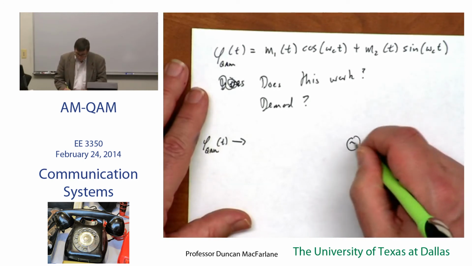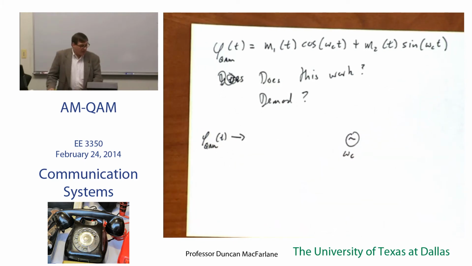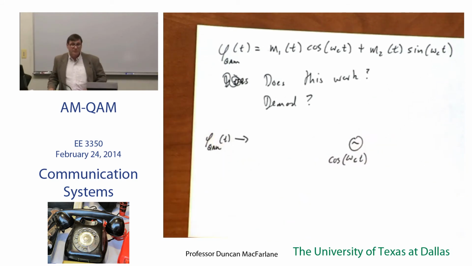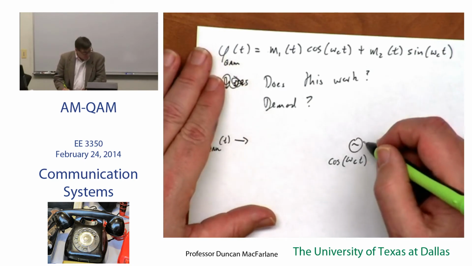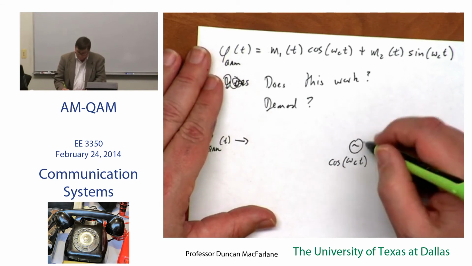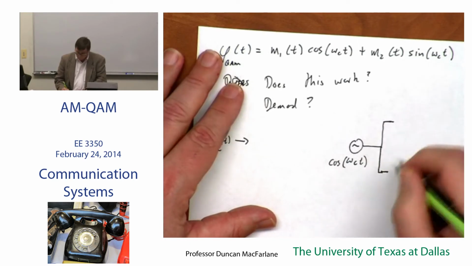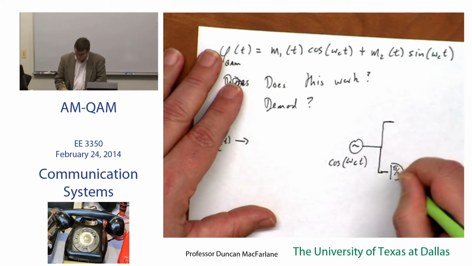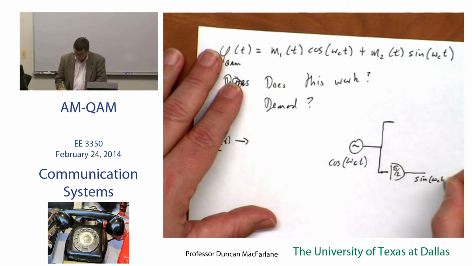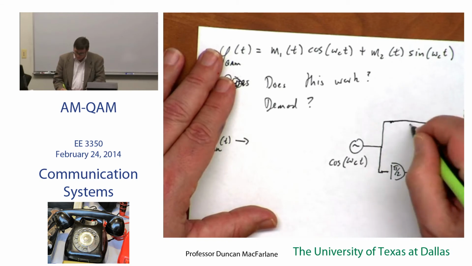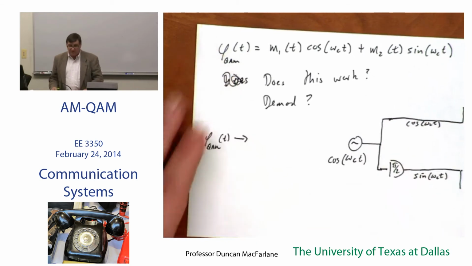It seems to me that I want a local oscillator, and that I want it at a particular frequency. So cosine omega c t. Seems to me that I need to use this twice, so that I have access to a cosine omega c t and a sine of omega c t.